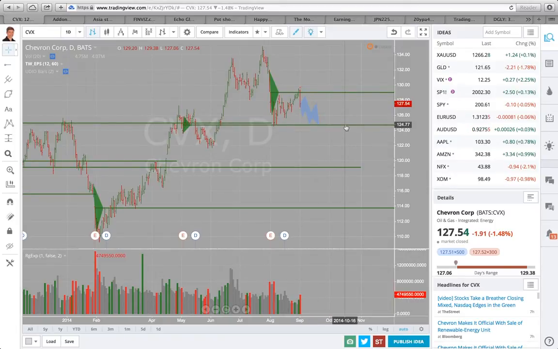So I'm throwing a lot of things at you, but I did want you to just look and see how nicely these levels work for Chevron.